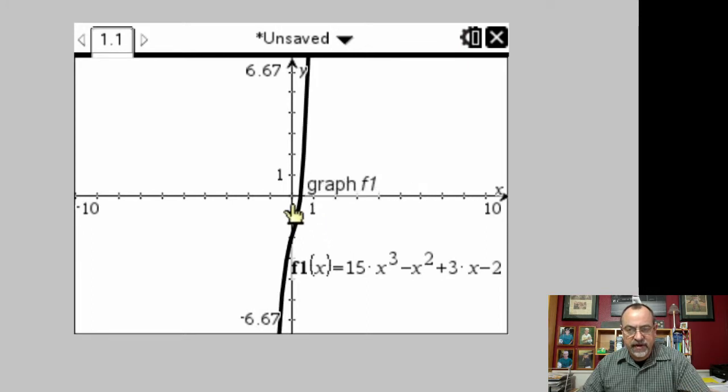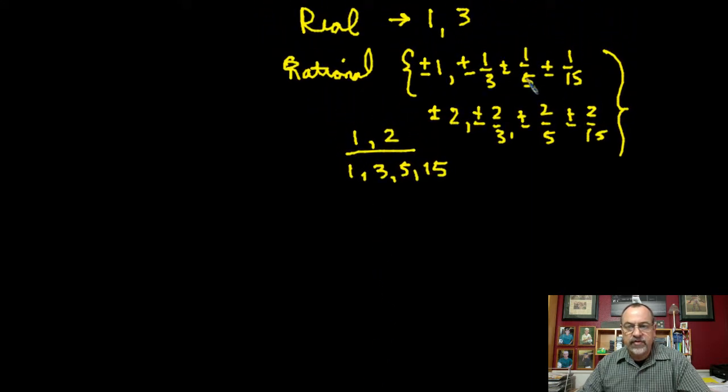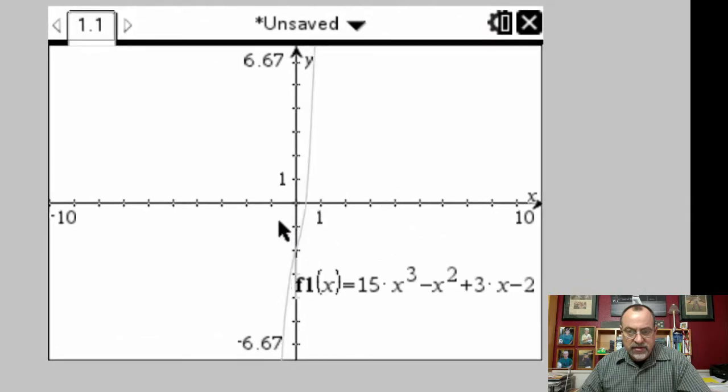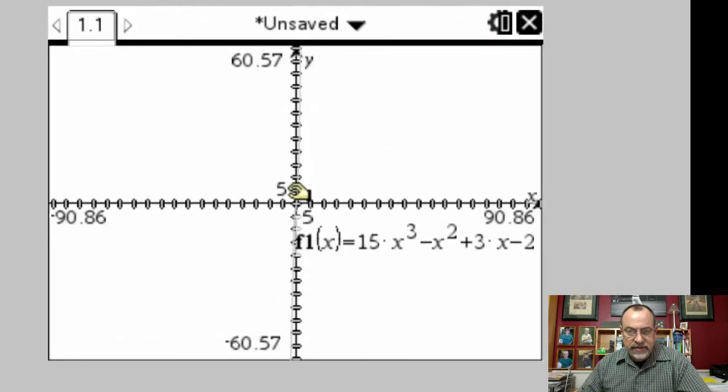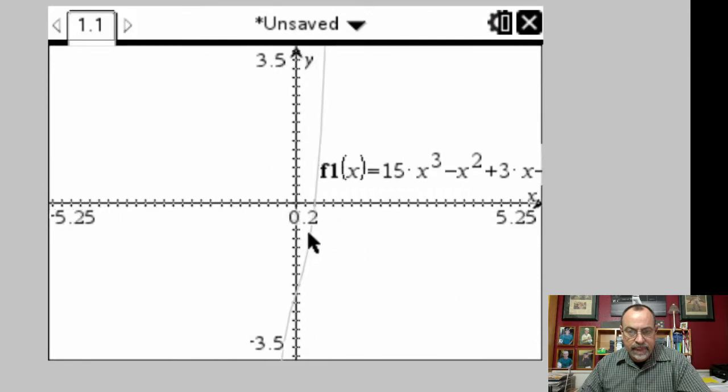So I just have to figure out where this is. So this is somewhere between 0 and 1. So it's one of those fractions between 0 and 1. So if I go back here, it could be 1/3, 1/5, 1/15, 2/3, 2/5, 2/15. It could be any one of those. So that narrows them down a little bit. If I take a closer look at this, maybe zoom in a little, maybe I can get a better idea of what this might be.